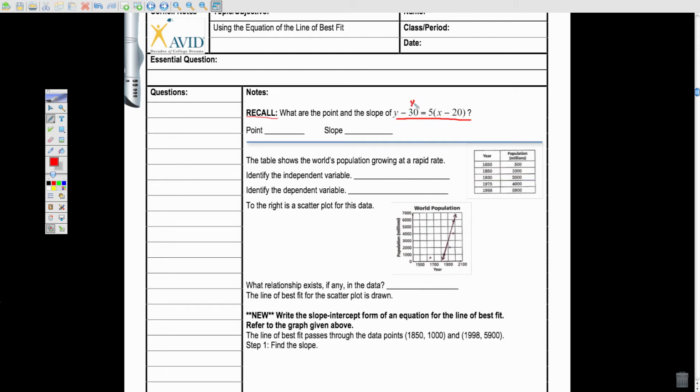Again, that's y1, it's x1, and there's your slope. So your slope, we can tell right now, is 5. Your point, your parentheses, your x-coordinate is 20. And your y-coordinate is 30. Again, that's pretty bad. You can tell, 20 and 30.